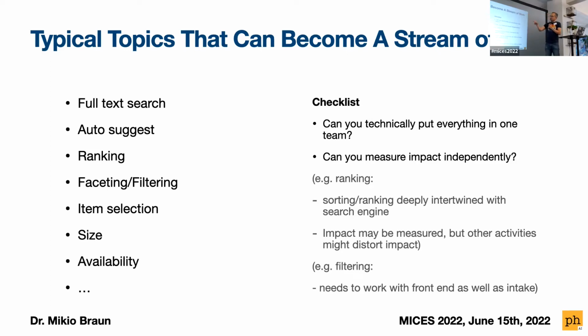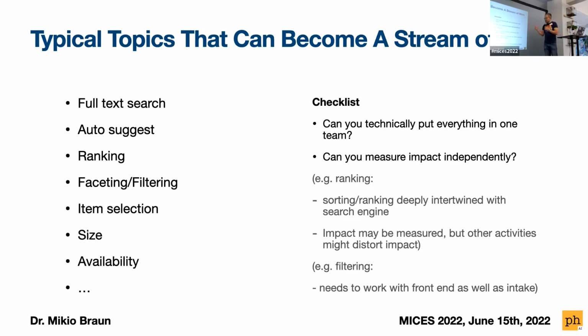You can work on basic item selection. So before you go into ranking, what is the candidate set for that? You can have topics like size or availability. Zalando, as you may have heard, has a whole department that just thinks about size, and search is also an aspect of that, I think.